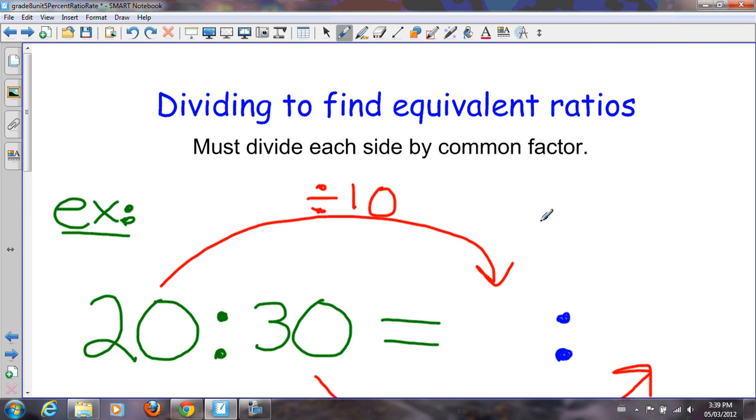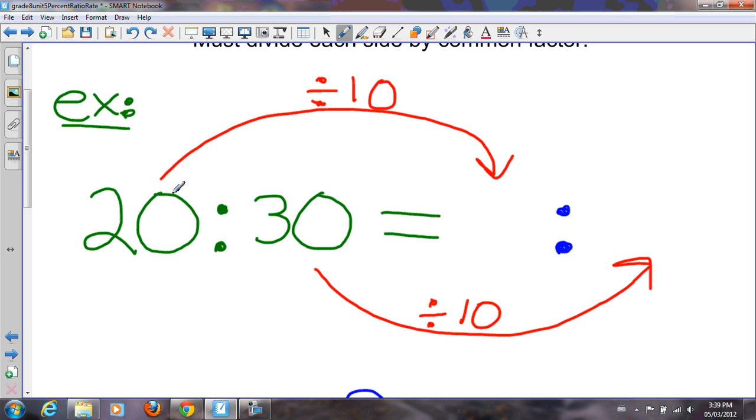You can also divide to find equivalent ratios. So nobody said you had to only multiply each side by the same thing. You could divide each side by the same thing as well. So if I divide this side by 10, 20 divided by 10 is 2. And if I divide 30 by 10, I get 3. So 20 to 30 is the same as 2 to 3.